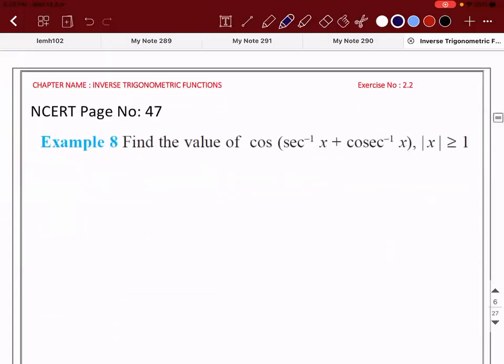Next one. It's just one step, literally. You look at it, you can tell the answer. Cos of secant inverse x plus cosecant inverse x. Property number 4: secant inverse x plus cosecant inverse x is pi by 2. Cos pi by 2 is? That's the answer. Cos of pi by 2 will be 0. Right?